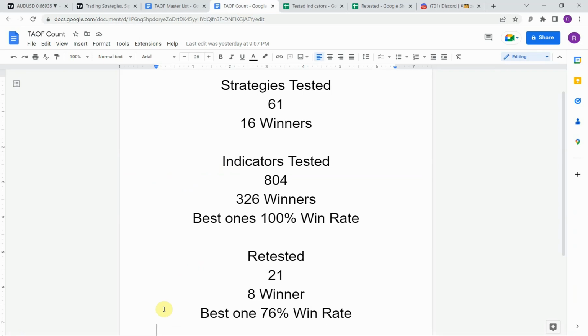Now you need to go back and watch those videos to understand the context of how they were able to achieve that. So go back and watch those videos and see what you can get out of those winning indicators. We've also retested in the advanced testing 21 of the winning indicators. 8 of them have been able to maintain the winning status, the best one a 76% win rate. Now, keep in mind that we test most of these strategies and indicators on the Forex and crypto market, but they can be applied to just about any market and time frame universally.